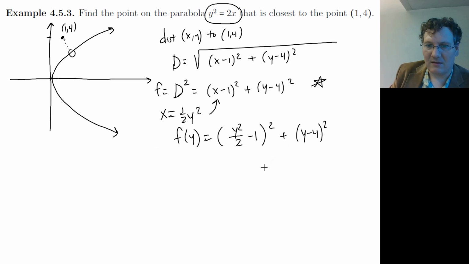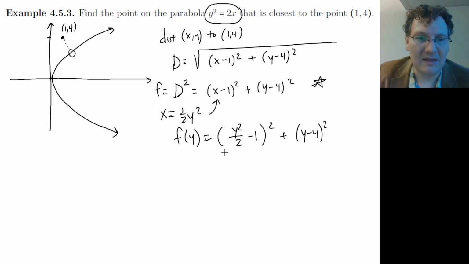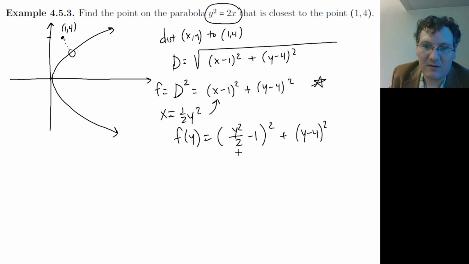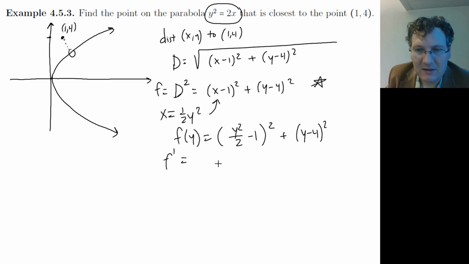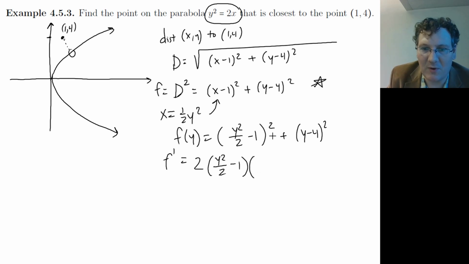And I want to find the minimum of that. Well, okay, let's do it. The first derivative is going to be 2 times y squared over 2 minus 1 times the derivative of y squared over 2 plus 1, which is going to be a y, because it'll be 2y over 2, that's a y, plus 2 times y minus 4.